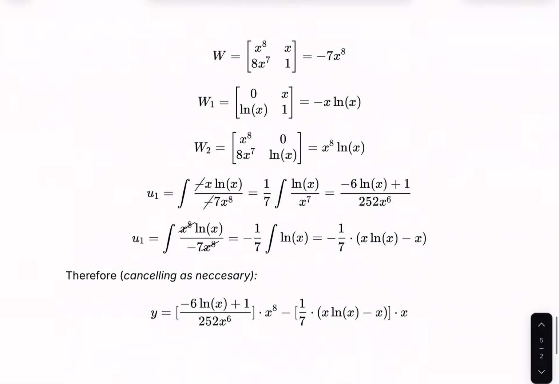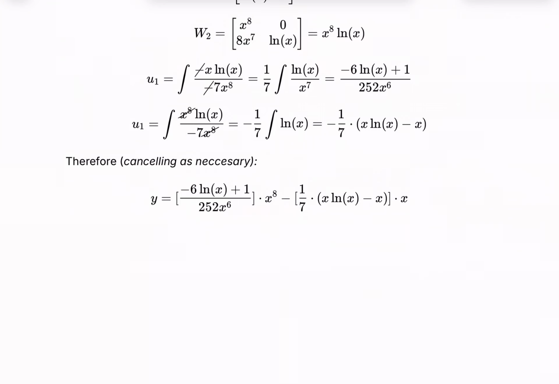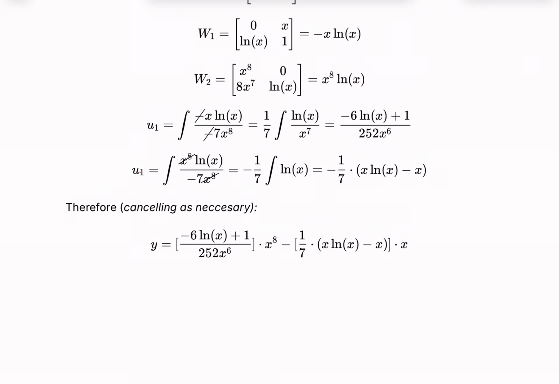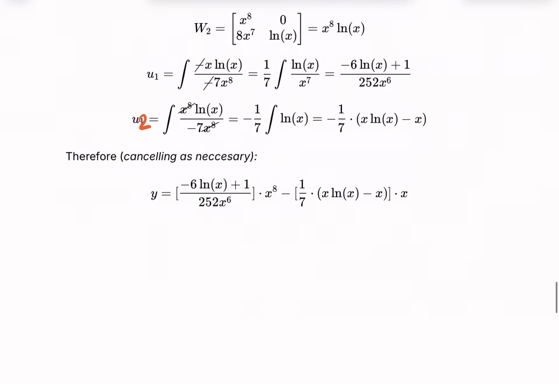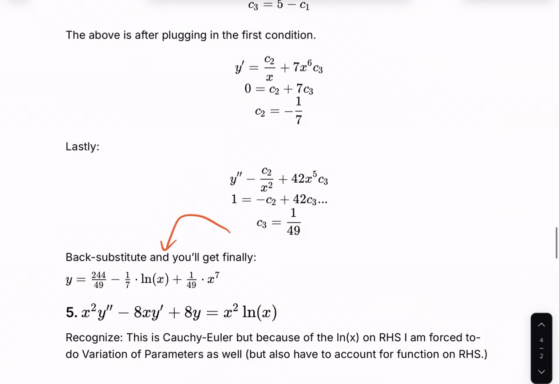We do our Wronskians. We do our U1, and then U2. Sorry, I think, yeah, this should be U2. Sorry about that. U2, and then, yeah, then we cancel as necessary after we multiply. So like this would be x squared in the numerator. And then, yeah, that's our solution. That's all I have for question 1 through 5.